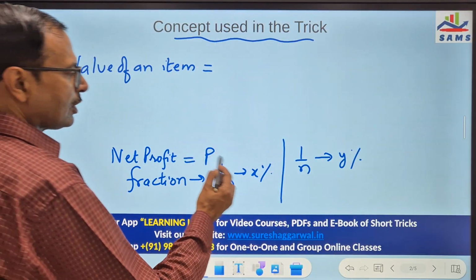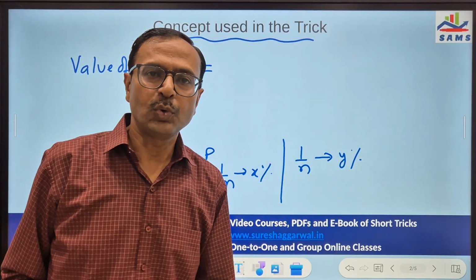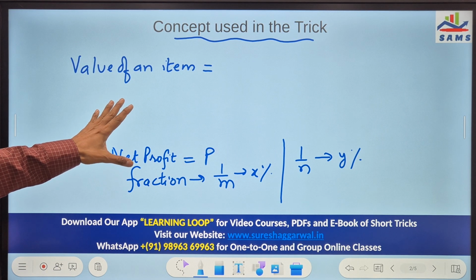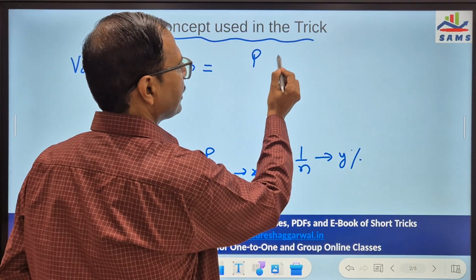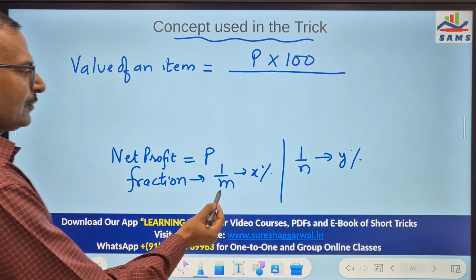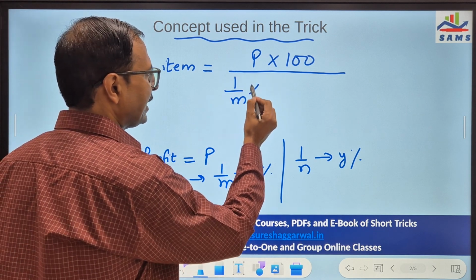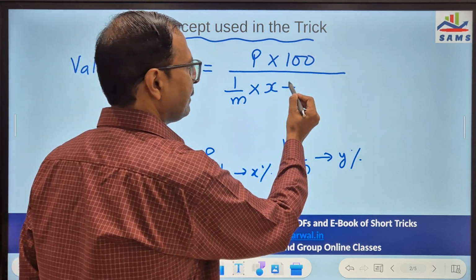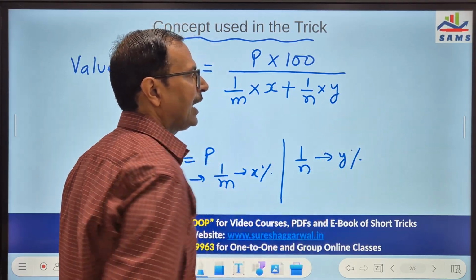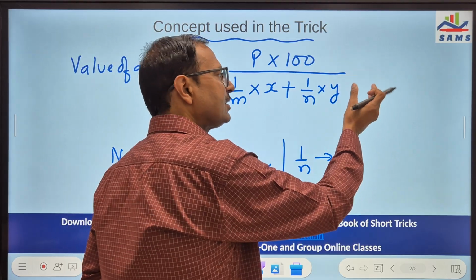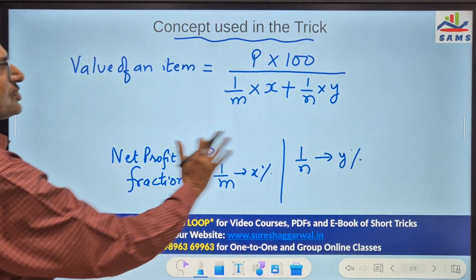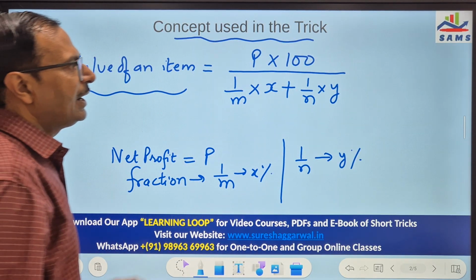So you can extrapolate that once you understand the trick. We will be making use of 1, 2, 3, 4, 5 variables to find the value of the item directly without any traditional approaches. So we will do P times 100, where P is the total profit or net profit given in the question, divided by the fraction 1/m multiplied by its profit percent X, plus we will do the same thing for the next fraction, 1/n multiplied by Y. And likewise, if you have 3 fractions, then the third one will also come with a plus sign in between. We will be applying this trick, and that will give us the value of the item.